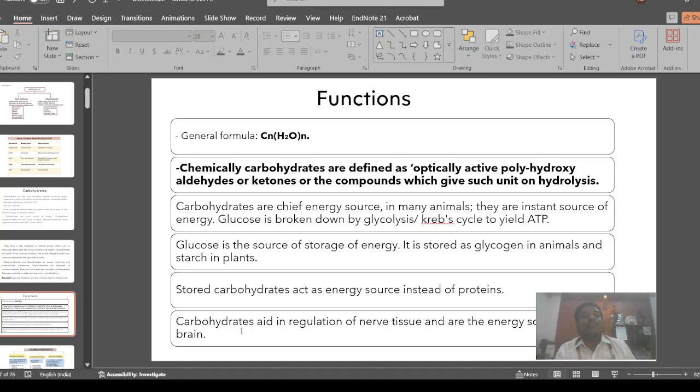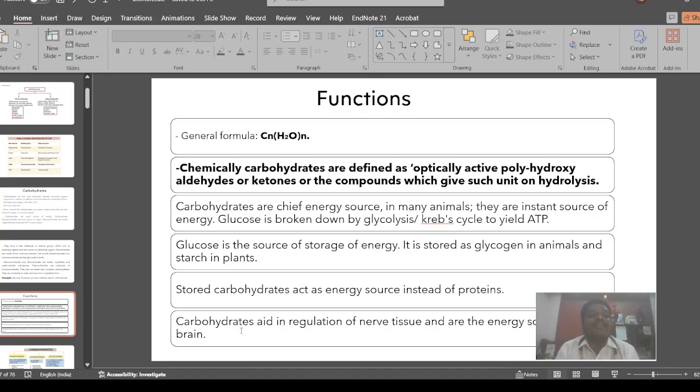Glucose is broken down by the glycolysis process into pyruvate, which is further converted into acetyl coenzyme A and enters the Krebs cycle in order to yield ATP. Glucose is also the source of storage of energy. It is stored as glycogen in animals and starch in plants.